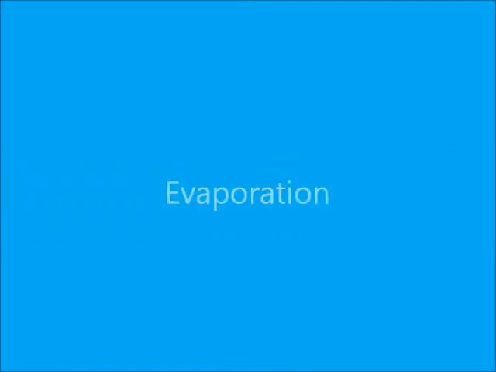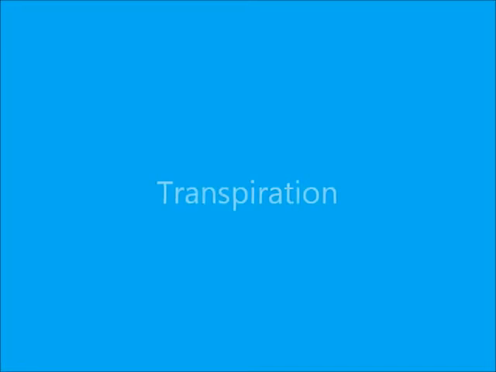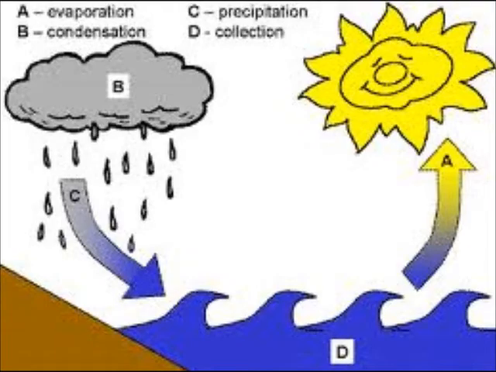This cycle is made up of a few main parts, which are evaporation, condensation, precipitation, and collection. There are also some more complex parts of the water cycle, including transpiration, runoff, and groundwater. On this diagram, you can see the main parts of the water cycle at work.